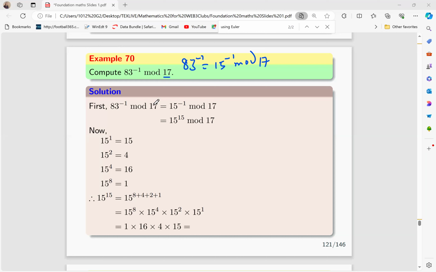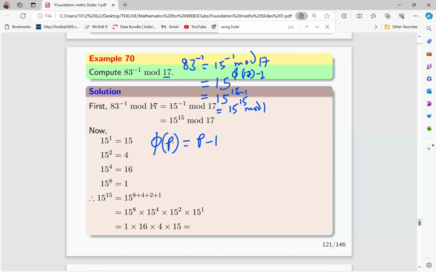Now, what is that according to Euler? According to Euler, this is the same as 15 raised to phi of 17 minus 1. 17 is a prime number. The Euler phi of a prime number, as we said, is just that prime number minus 1. In this case, it is 17 minus 1, which is 16, then minus 1 again. This 1, you get 15 raised to 15 mod 17.